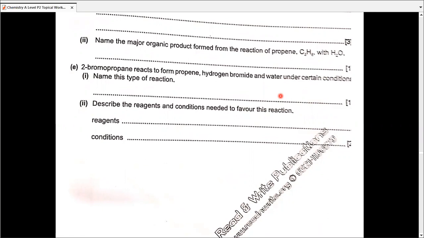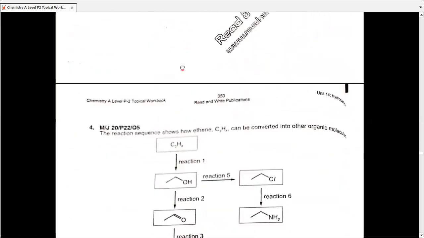The condition should also contain ethanol, because the reagent itself is just sodium hydroxide. Ethanolic is actually the condition, because we don't want water to be a part of the reaction. Yeah, put it differently.